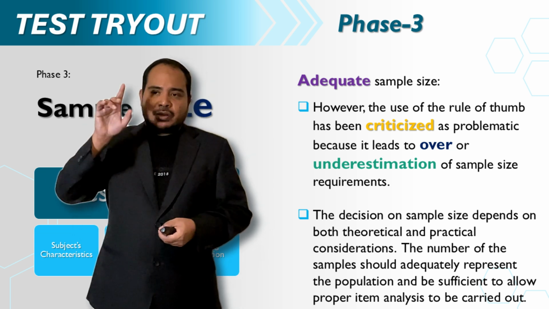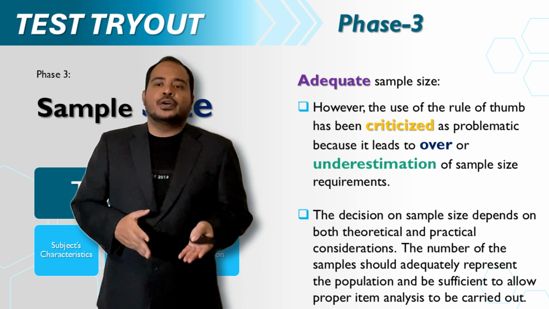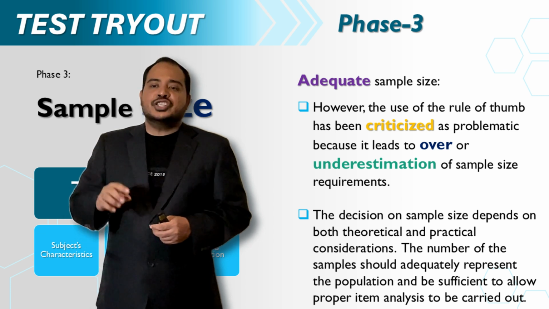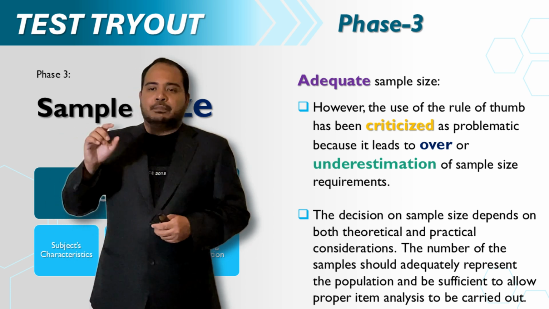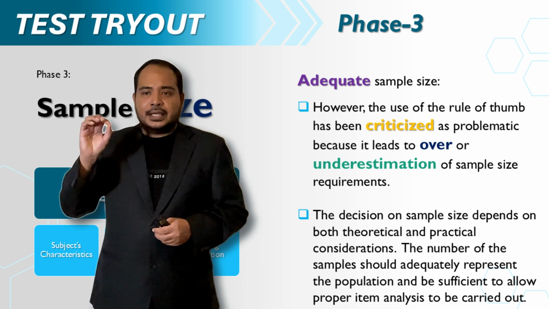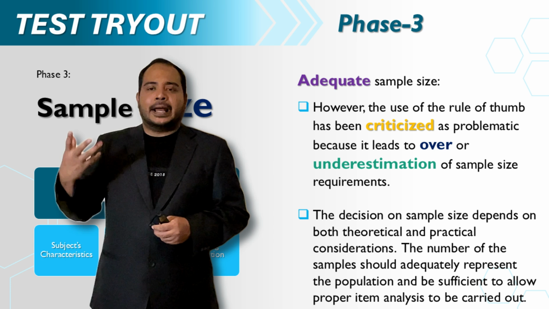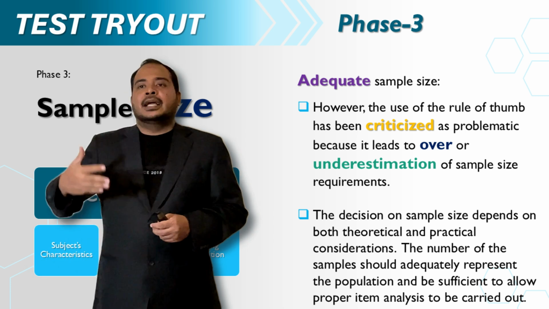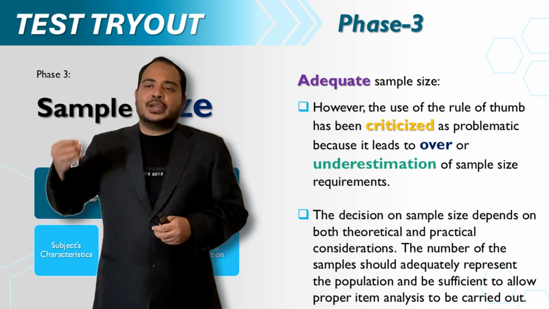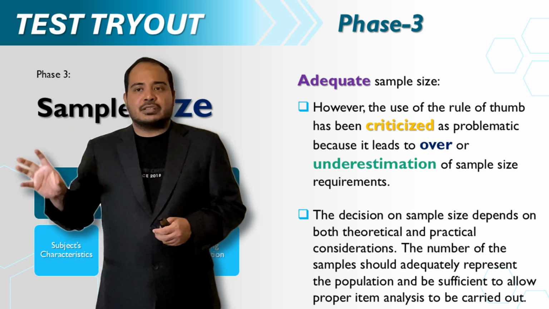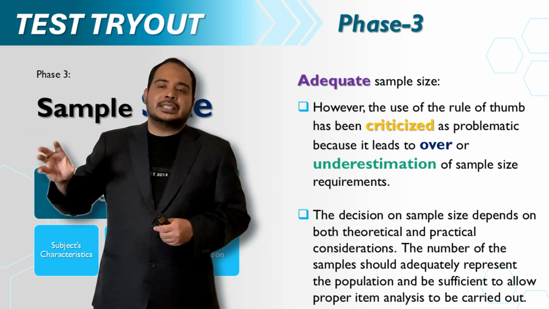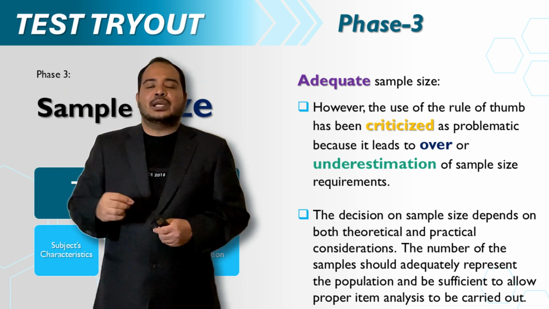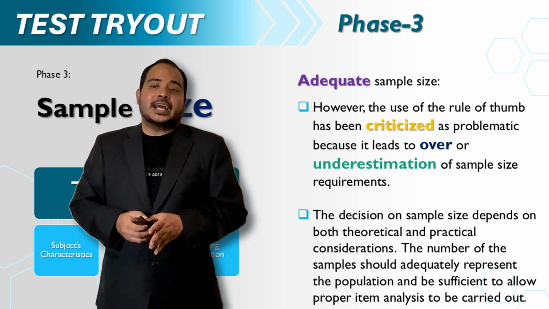So the decision on sample size depends on both theoretical and practical considerations. The sample should adequately represent the population and be sufficient to allow proper item analysis to be carried out. So here we also need to look at what type of analysis we want to perform in the next stage. We have to look at the assumptions of those analyses, and whether these assumptions relate to sample size. If they do, then what is the required sample size that we need in order to run the analysis.